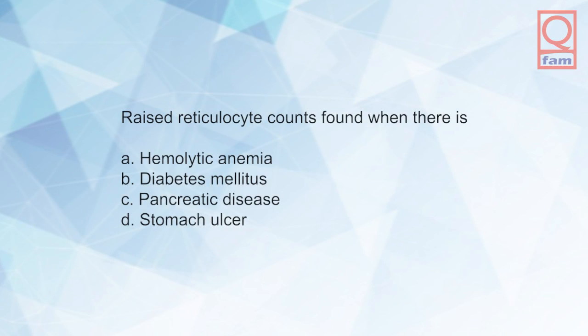Raised reticulocyte counts are found when there is? A. Hemolytic anemia. B. Diabetes mellitus. C. Pancreatic disease. D. Stomach ulcer. The answer is A. Hemolytic anemia.